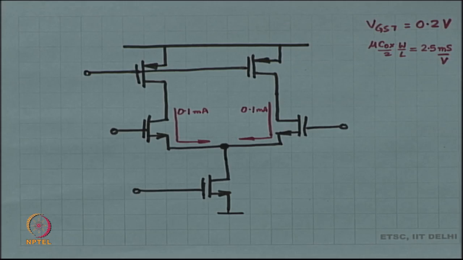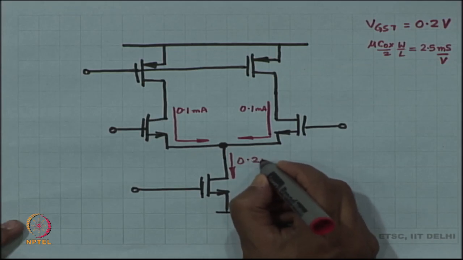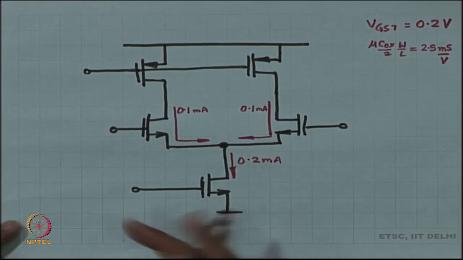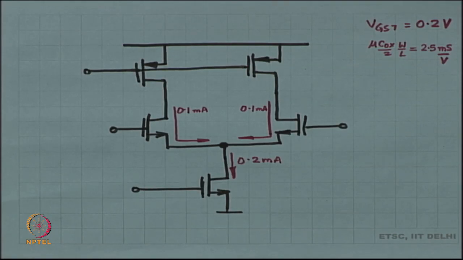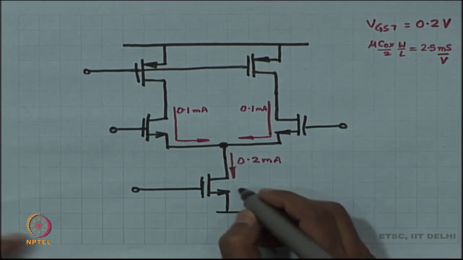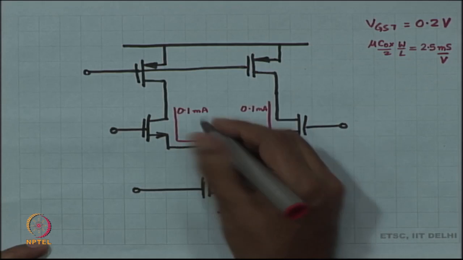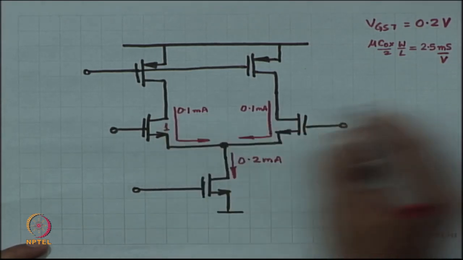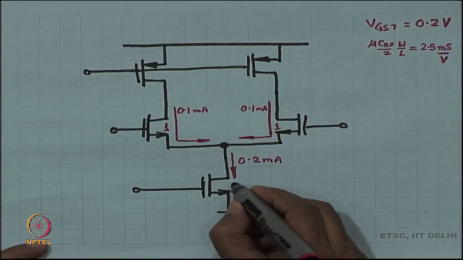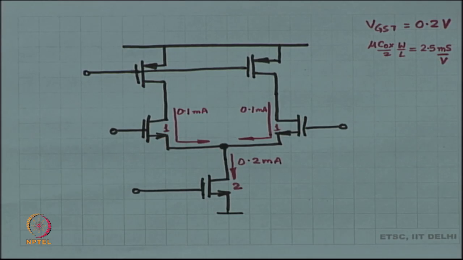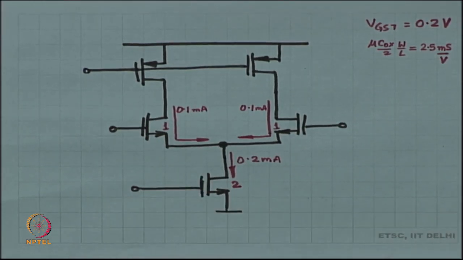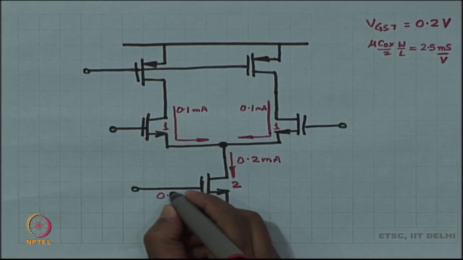Size means W and L, W by L ratio, right. I would like the current here to be 0.2 milliamperes, and for 0.2 milliamperes I still want VGST of 0.2 volts, which is a nice clean number. So, therefore, I will choose W by L equal to 2 times. So, let us say this is 1 time W by L, 1 time W by L, then this one should have 2 times the W by L of those, so that VGST of this device is the same 0.2 volts. And let us say Vt is 0.5, in which case I need to somehow apply 0.7 volts over here.